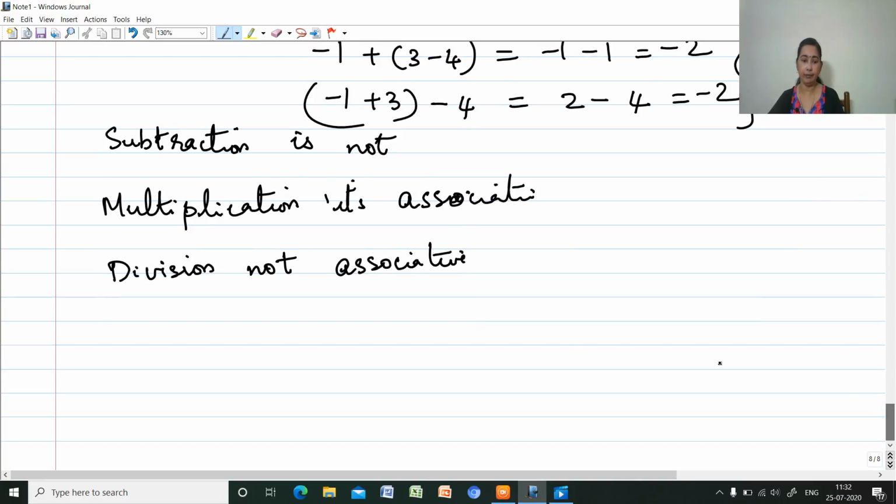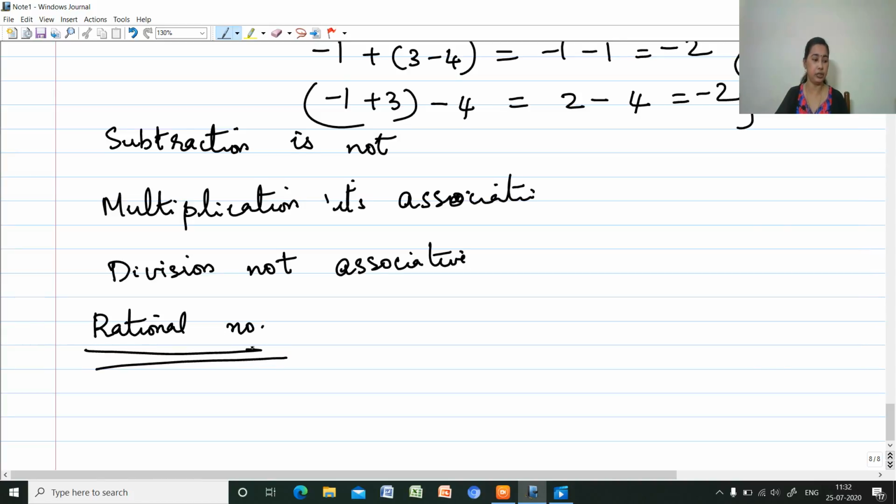So next we have to check with rational numbers also. Rational numbers. Whether addition, subtraction, multiplication, division is satisfied. So in the case of rational numbers, if we are checking for addition, we are checking associativity in the case of addition. We'll take three rational numbers, let it be -2 by 3, 3 by 5 and -3 by 7.